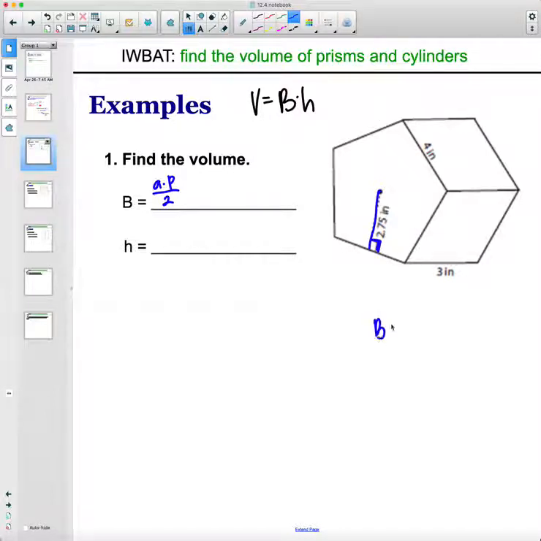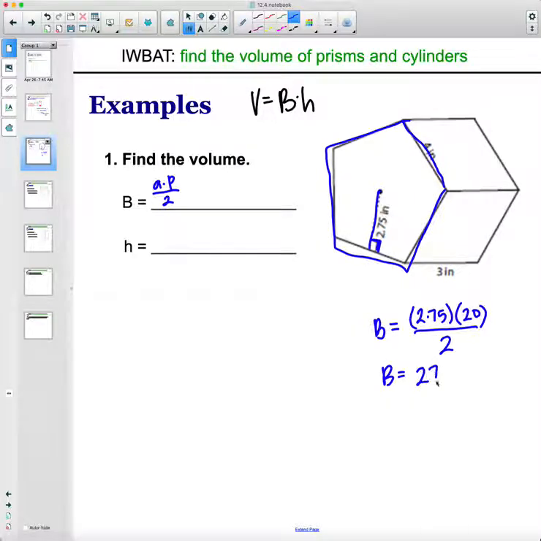So for area of the base, it's going to be apothem, 2.75, times the perimeter. One side length is 4, and this is a pentagon and has 5 of them, so we have 5 fours, so the perimeter is going to be 20. And then divided by 2. So apothem times perimeter divided by 2. Then type that into your calculator. We would get 2.75 times 20 divided by 2, which is 27.5. So the area of this base is 27.5 inches squared.